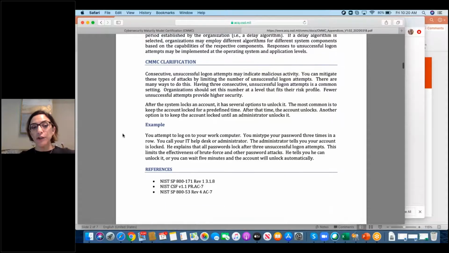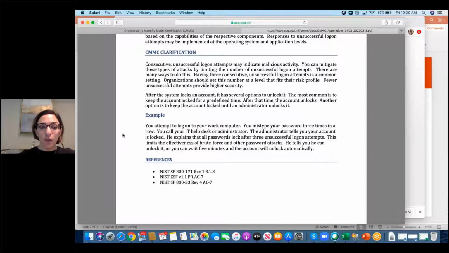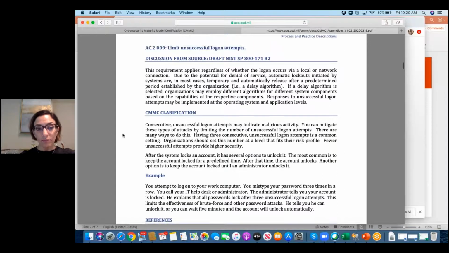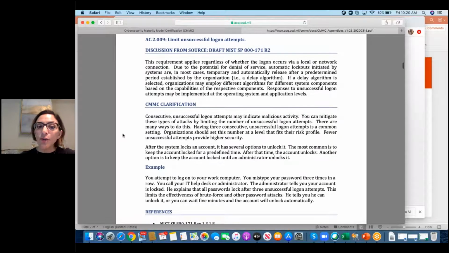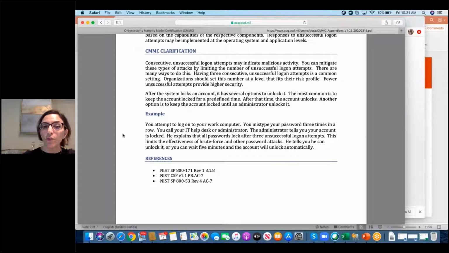We even went as far as you can see on this screen right here. As we walk through this particular one, the CMMC clarification, you'll see what the draft NIST says. We say the CMMC clarification, and then we give actual examples. You attempt to log on to your work computer. You mistype your password 3 times in a row. You call your IT help desk or administrator. The administrator tells you your account is locked. He explains that all the passwords lock after 3 unsuccessful login attempts. This limits the effectiveness of brute force and other password attacks. He tells you he can unlock it, or he can wait 5 minutes and the account will automatically unlock.